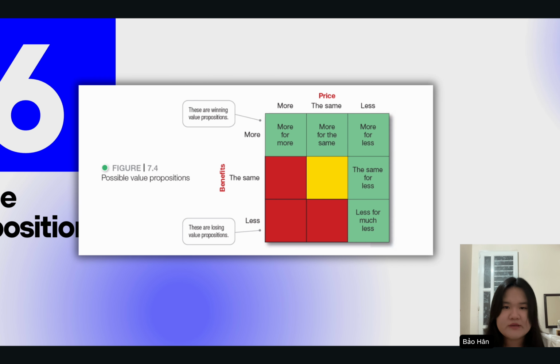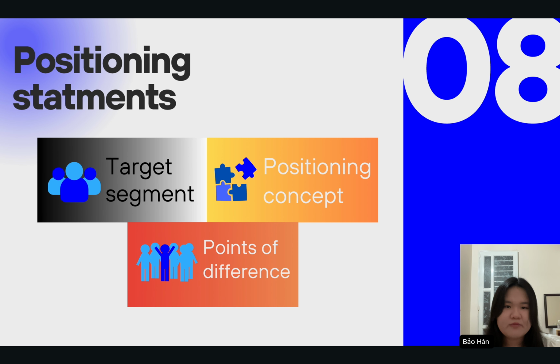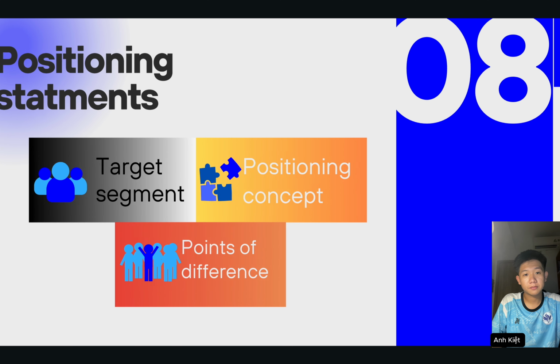Company and brand positionings are summarized in positioning statements that state the target segment and need, the positioning concept, and a specific point of difference. The company must then effectively communicate and deliver the chosen position to the market.